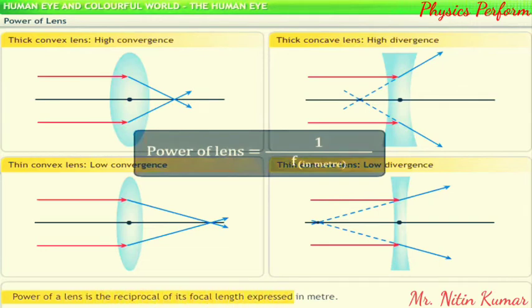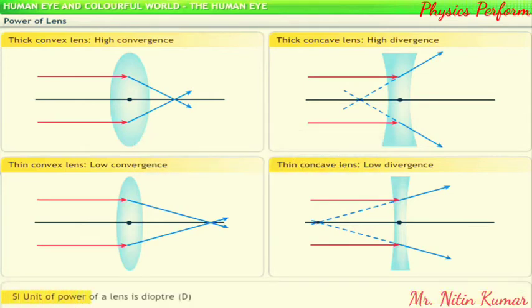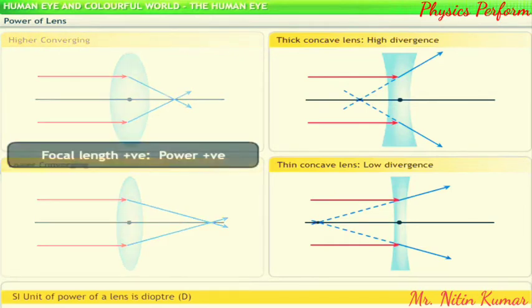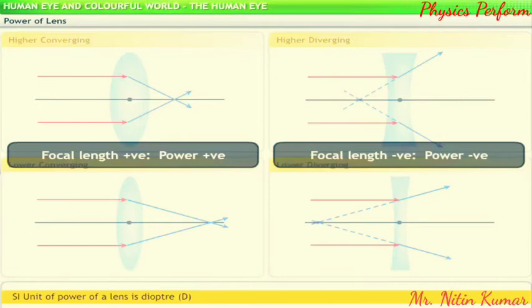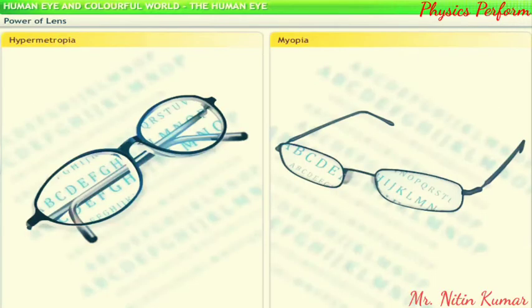Numerically, the power of a lens is the reciprocal of its focal length expressed in meter. The SI unit of power of a lens is diopter and is denoted by D. Usually, the focal length of a convex lens is considered positive. Hence, its power is also positive. Similarly, the focal length of a concave lens is considered negative. Hence, its power is negative as well.